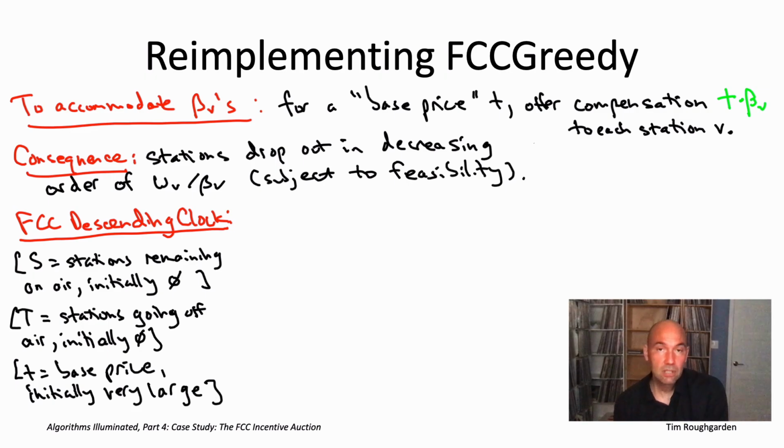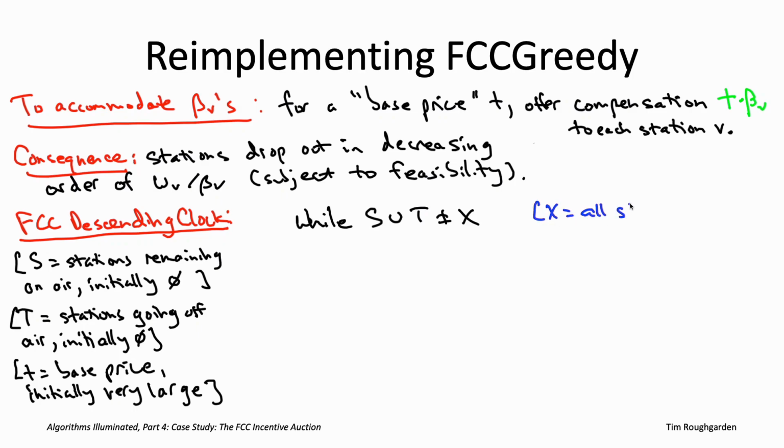So this algorithm, the FCC descending clock algorithm, will be iterative. There will be this base price, which we're calling little t. It's going to be initialized to some super high value, and this will be dropping with each iteration of the algorithm. And then we will successively identify stations that are definitely going to be on the air or definitely going to be off the air. So capital S will be the stations that we're committed to keeping on the air. Capital T, those that we're definitely going to put off the air. At the beginning of the algorithm, both of those are the empty set. The fates of all of the stations are initially undecided.